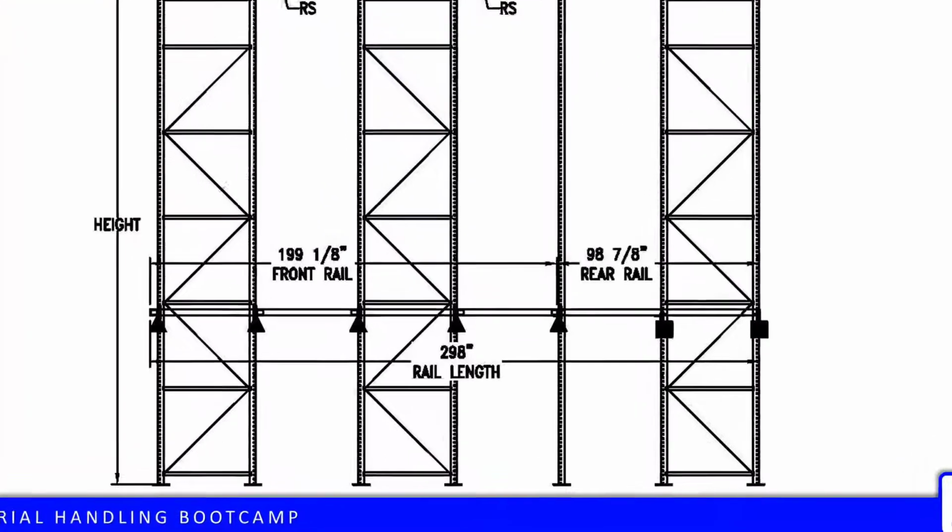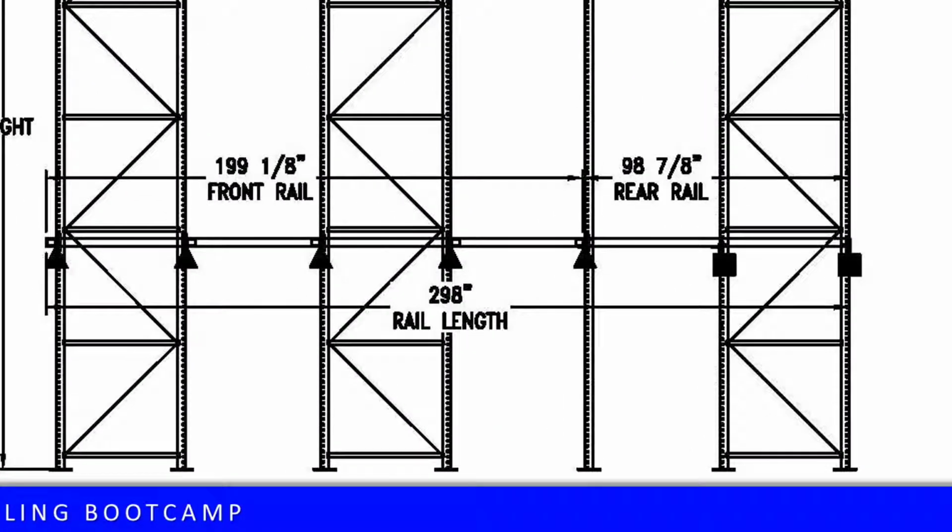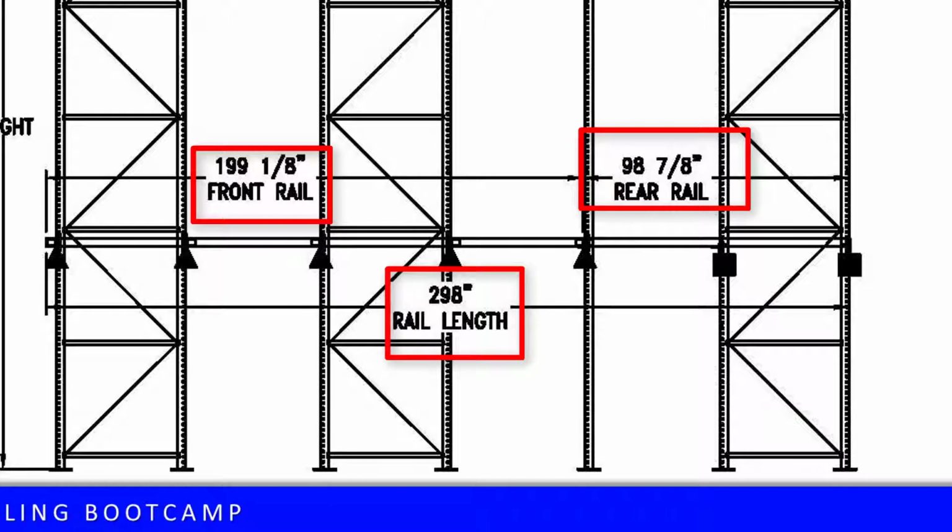A special note on rail length: when you have 6 pallets deep or more, rail lengths will more likely than not be divided in pieces and spliced in the field. In this example, the rear rail is 98 7/8 inches and the front rail is 99 1/8, which equals 298 inches. Also note, your bill of material count will change accordingly.